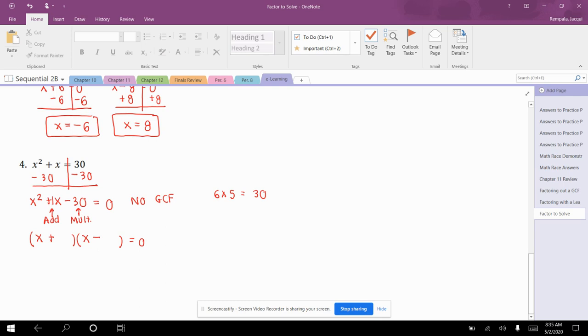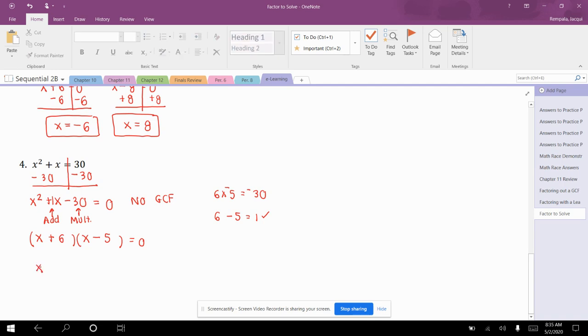I need it to add to positive 1. Well, if 6 is positive and 5 is negative, 6 minus 5 will get me that positive 1. So notice that 6 times negative 5 gives me negative 30. So I want the 6 to be positive, the 5 to be negative.